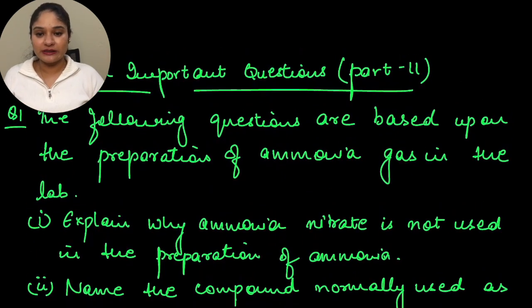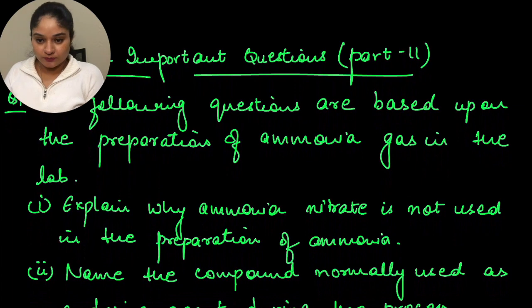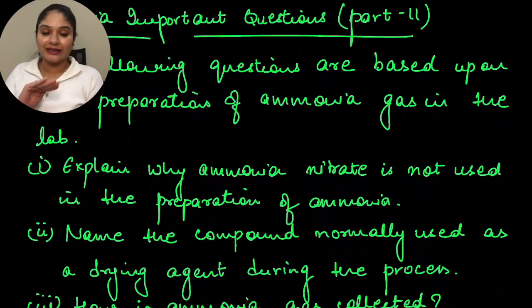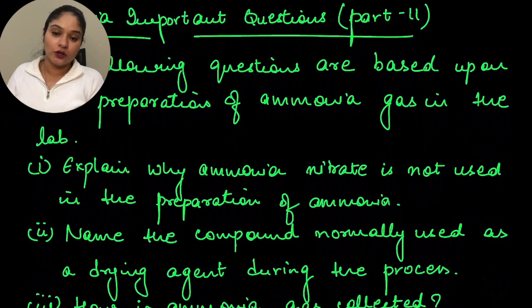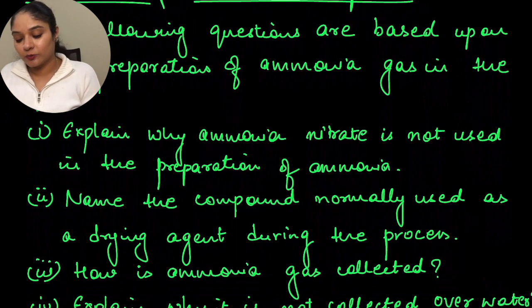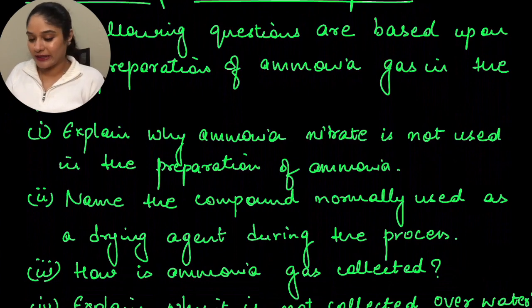So let's get started with the first question. The following questions are based on the preparation of ammonia gas in the laboratory. The first question: explain why ammonium nitrate is not used in the preparation of ammonia. The reason is that ammonium nitrate is explosive in nature, so you cannot use that in the preparation of ammonia. The second: name the compound normally used as a drying agent in this process. In this process, quicklime is used as a drying agent.